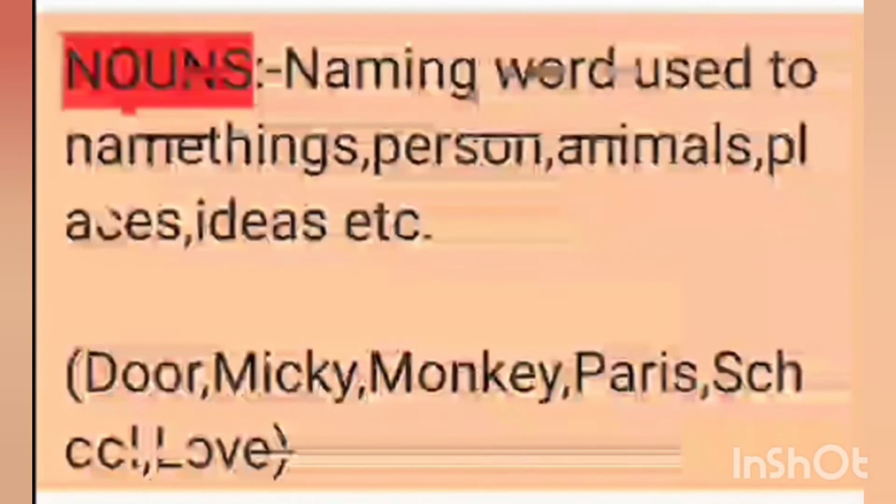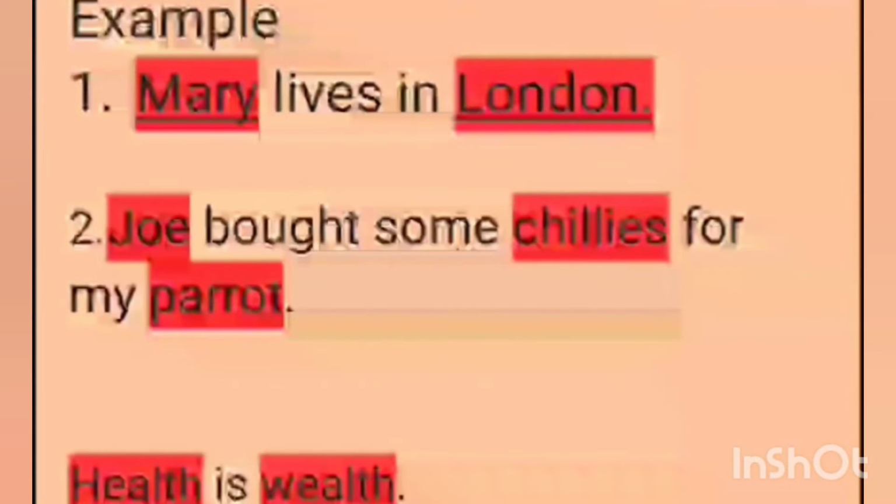Let us see the examples. Our first example, Mary lives in London. In this sentence, we can see there are 2 naming words. Mary is one and the second one is London. Both are nouns in the sentence.